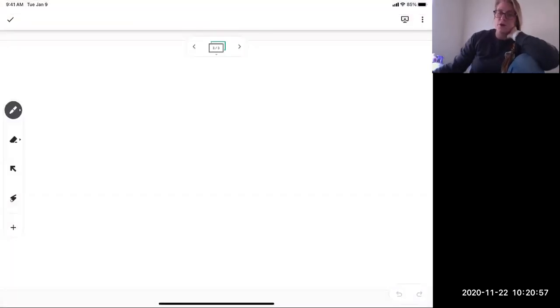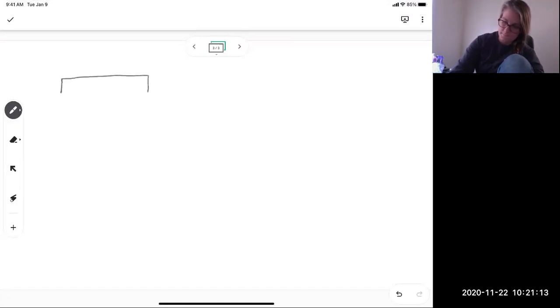Next, I want you to draw a rectangle with a length of 200 and a width of 8. Your rectangle should look like this. We are going to find the area of this rectangle.